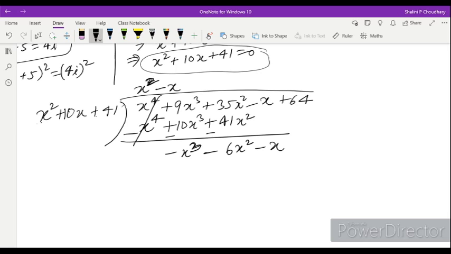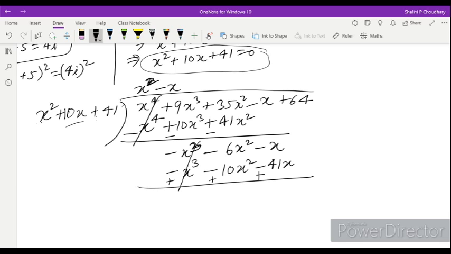So what we'll get: minus x into x square will be minus x to the power 3. Minus x into 10x will be minus 10x square. Minus x into 41 will be minus 41x. Okay, this will be positive, this will be positive, this will be positive, then plus minus cancel. And now 10x square minus 6x square will be 4x square. 41x minus x will be 40x. Okay, and 64 as it is we'll write here.